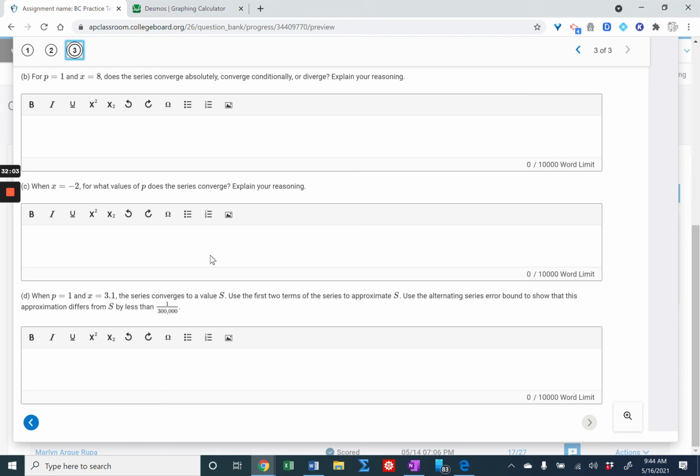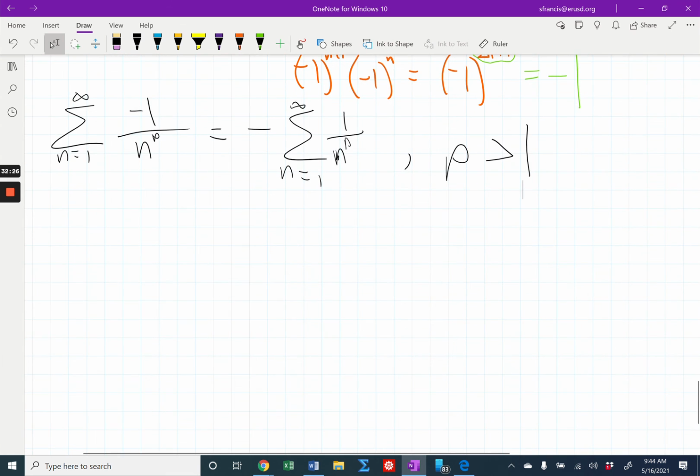All right, for part D, it says when p equals 1 and x equals 3.1, the series converges to a value s. So it means we don't have to prove convergence. They're telling us that. Use the first two terms of the series to approximate s. That's the first part. Use the alternating series error bound to show that this approximation differs from s by less than 1 over 300,000.